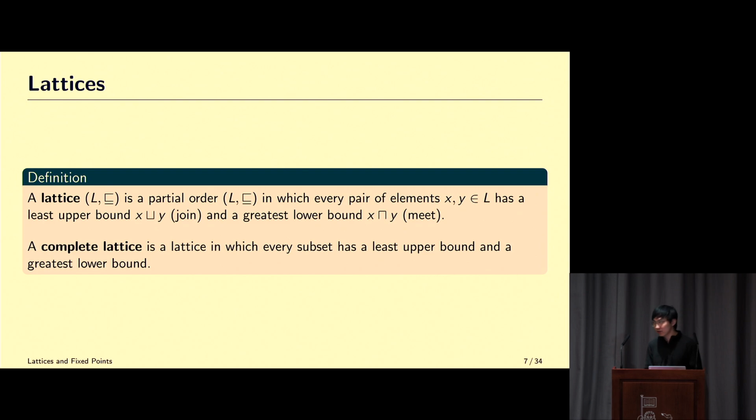So why do we talk about partial orders? Because we want to look at these structures called lattices. A lattice is a partial order in which every pair of elements has a least upper bound and a greatest lower bound. In a general partial ordering, different things might have different common ancestors and common descendants. So a lattice is a partial order in which every pair of elements has this property, and a complete lattice is one in which every subset has this property.